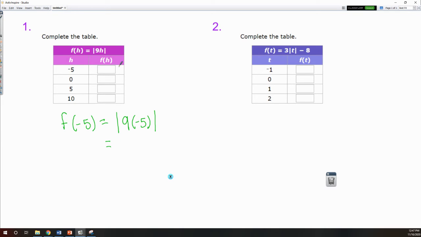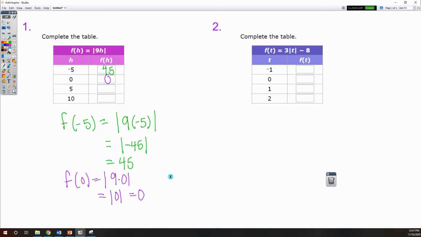Okay, the first thing I do is I simplify inside my absolute value first. So 9 times -5 is -45, and the absolute value of -45 is +45. Remember, absolute value is the distance away from 0. It is always positive. So now I have f of 0 equals the absolute value of 9 times 0. 9 times 0 is 0, and the absolute value of 0 is still 0.